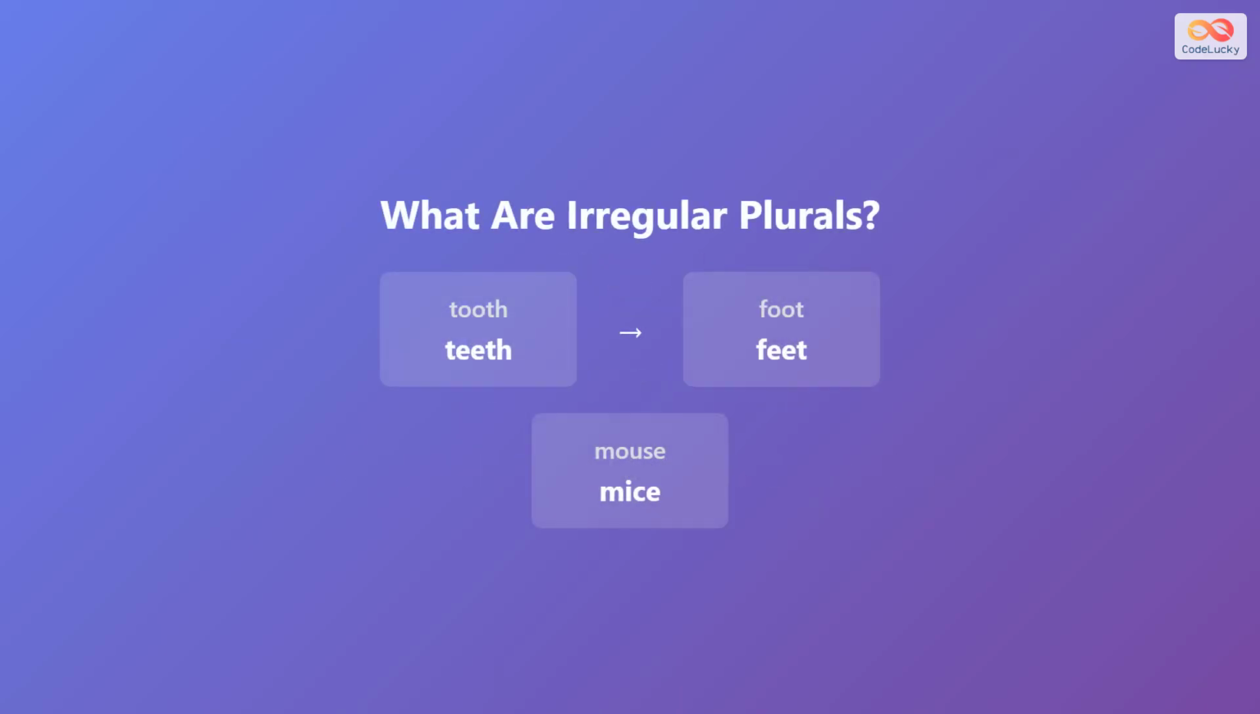Irregular plurals are nouns that do not follow the standard pattern of adding s or es to make them plural. Instead, these words change their spelling or sound in unique ways. The 3 words we are studying today are tooth, foot, and mouse. Each one transforms its vowel sound when it becomes plural.